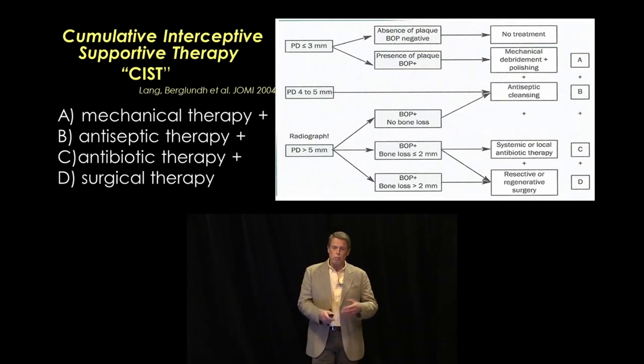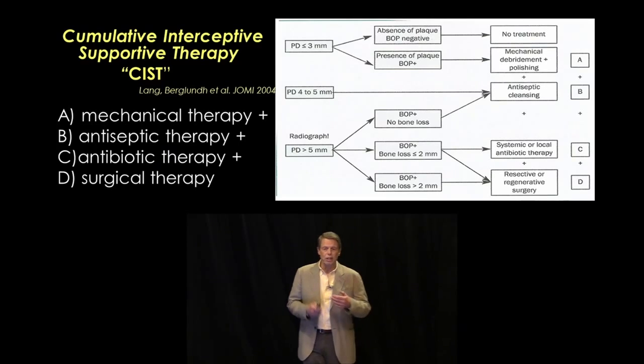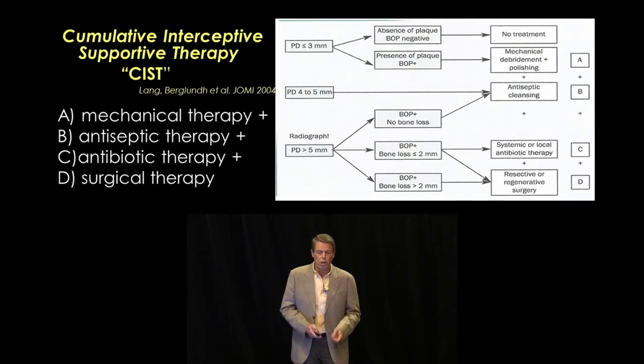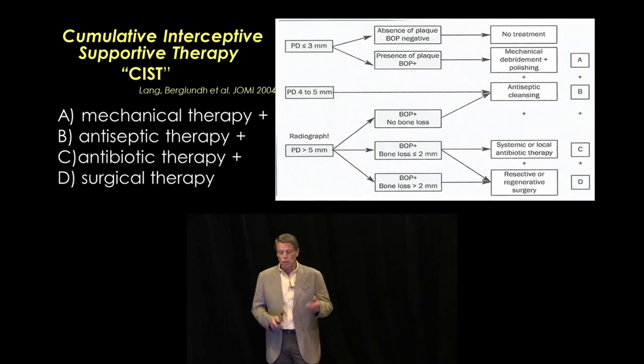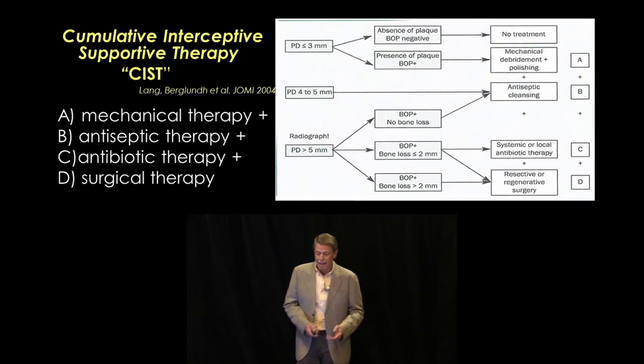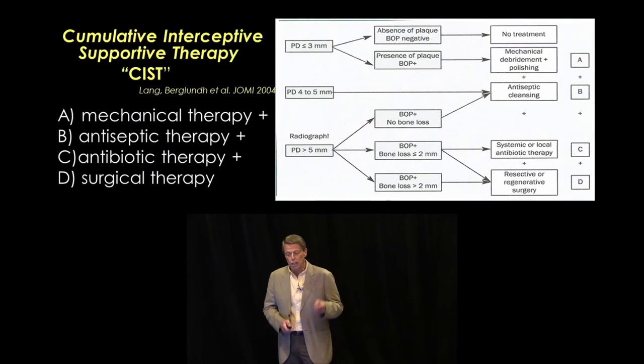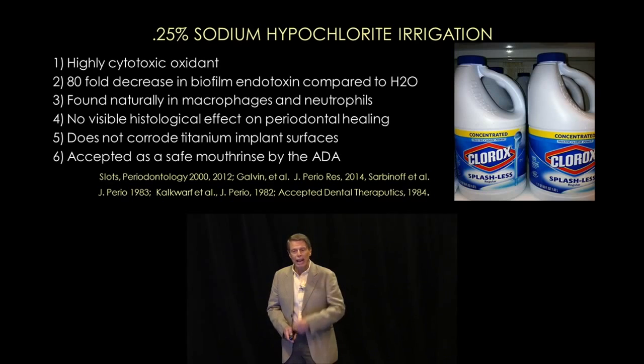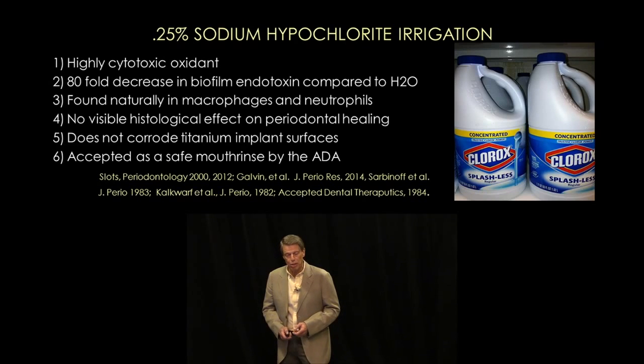So what we're going to use for mechanical therapy is basically a curette. We're all comfortable with curettes. We use them in our office, and we know how to use them. With pocketing of less than 3 millimeters and absence of plaque and bleeding upon probing, no treatment is necessary. If you have plaque and bleeding upon probing, then we use mechanical debridement and polishing, the curette. With pockets of 4 to 5 millimeters, we use mechanical therapy, treatment A, and we add treatment B, which is antiseptic therapy.